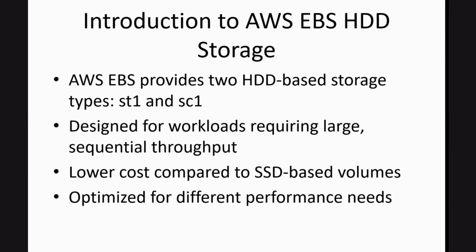Introduction to AWS EBS HDD storage. AWS EBS provides two HDD-based storage types, namely ST1 and SC1, designed for workloads requiring large sequential throughput. Large data, big data, at lower cost compared to SSD-based volumes. Compared to SSD, HDD is low cost, even in the hardware, it is comparatively low cost. Optimized for different performance needs.